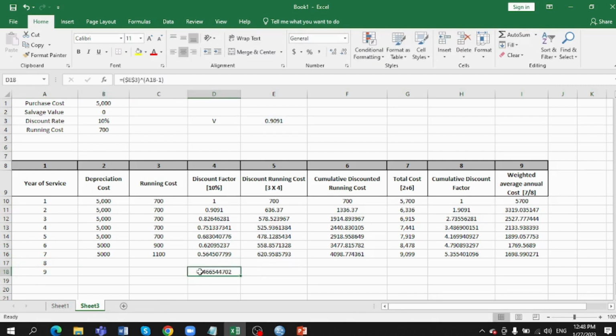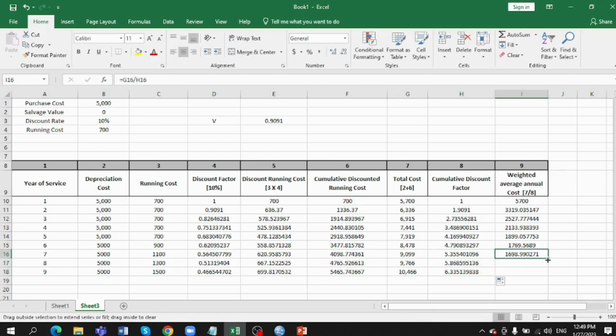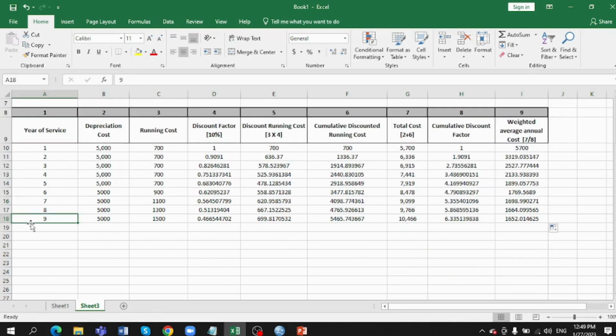Okay, by the way, let's delete this one first. Then again, it will be the same. Then for the running cost, 1,100 plus 200 is 1,300, plus 200, that will become 1,500. Then dragging this one down, all of these, okay, let's look. Still, it is decreasing.